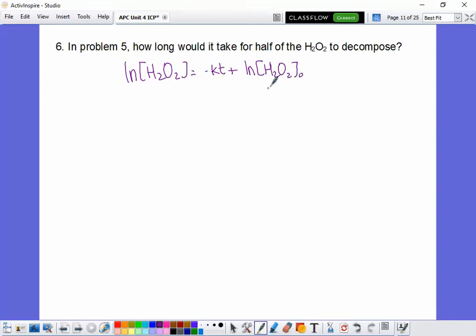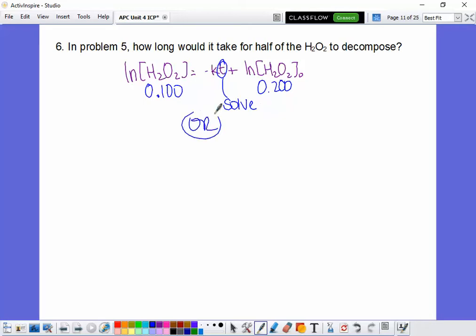What was my initial concentration of H2O2? 0.200. So if half of it has decomposed, what would be my final concentration? 0.100, right? And then we could solve for temperature. Or not temperature, that's time. We could solve for time, right? But why do it that way when on your formula sheet or in your brains, there's already a formula that tells you how long it would take for half of it to go away?